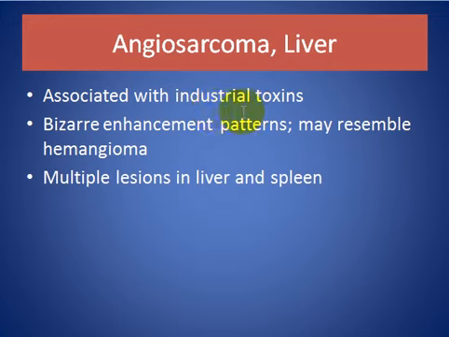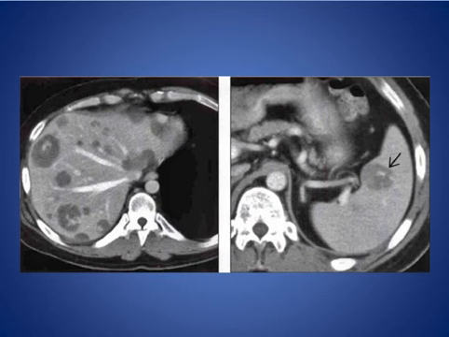Angiosarcoma of the liver is associated with industrial toxins. It has a bizarre enhancement pattern that may resemble hemangioma, with multiple lesions in the liver and the spleen. Here we see multiple lesions involving the liver with peripheral eccentric enhancement. Another lesion in the spleen has the same enhancement characteristic as the liver.